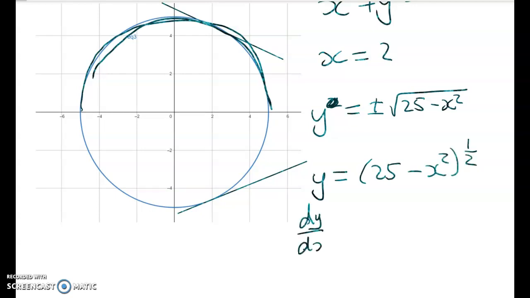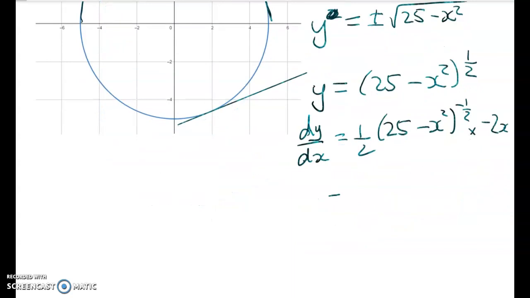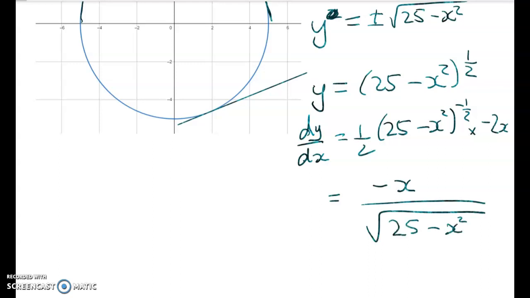dy by dx, again it's a big pain, it's going to be 1/2 times 25 minus x squared to the negative a half times negative 2x. Now if you're not liking that, that means you haven't done enough chain rule practice yet. So go have a look at the EP that I sent you. Ethan and Kieran, I've seen you guys just about finished the first bit already, so well done.